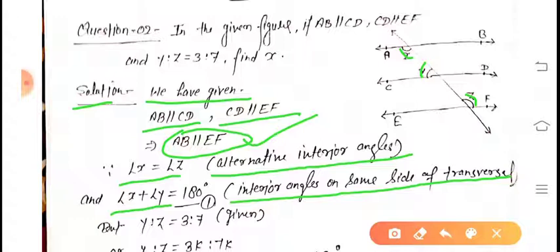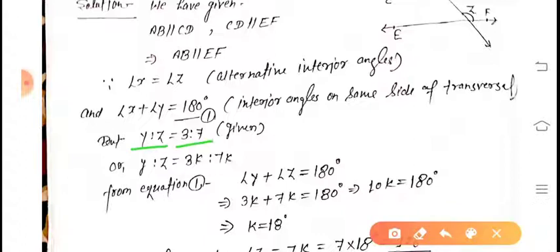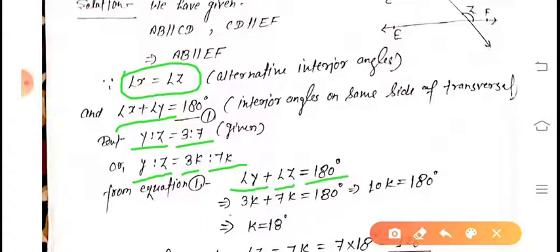Clear? So, also we have given the ratio between y and z, 3 is to 7. It can also be written as y is to z equal to 3k is to 7k. We multiply by k in both. So, from equation 1, x plus y equal to 180, and we know x equal to z. So, angle y plus angle z is equal to 180, and putting the values, angle y equal to 3k and angle z equal to 7k. So 3k plus 7k equal to 180, and after adding, 10k equal to 180. Therefore, k equal to 18.